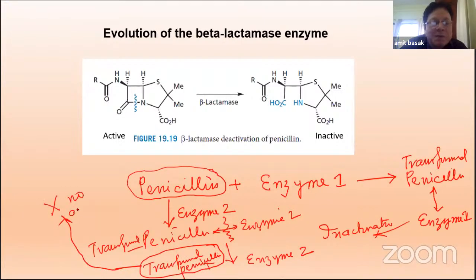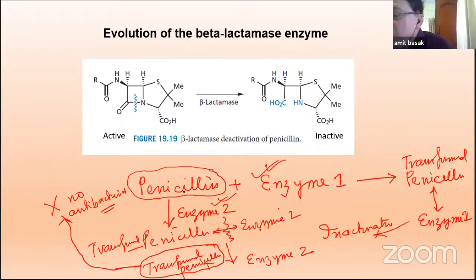So basically, if you take penicillin and the bacteria has both these enzymes, enzyme 1 and enzyme 2, enzyme 2 being more efficient, it will react with penicillin and destroy the penicillin. Basically, it is destroying the penicillin and making it inactive. So that started happening.